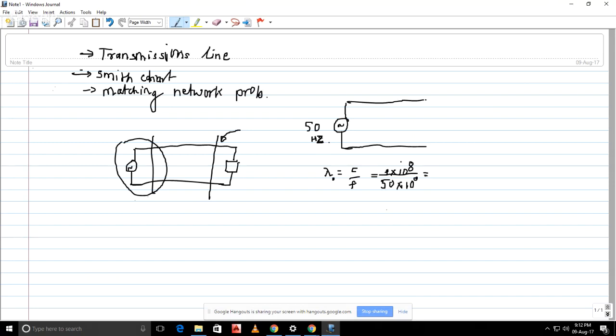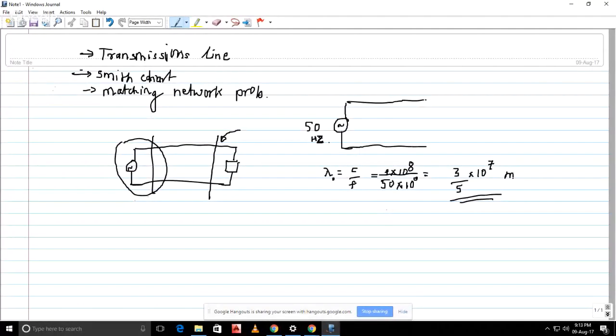So the value that comes will be 3 by, let's say, 50. 50, I can convert it as 5 into 10 raised to 1. So that will give me 3 by 5 into 10 raised to, this 1 goes up, becomes minus 1, so this becomes 7. So the wavelength taken by an AC cycle, or the wavelength of an AC, is 3 by 5 into 10 raised to 7 meters. What does this signify? 10 raised to 7 meters.